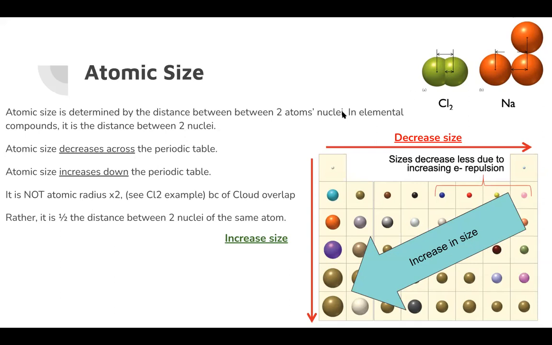And so atomic size decreases across the table. So as you go right down the row, it's going to decrease in size. We'll get into why later. And then atomic size increases as it goes down the table. So the further along the group you get, the bigger the atom size.